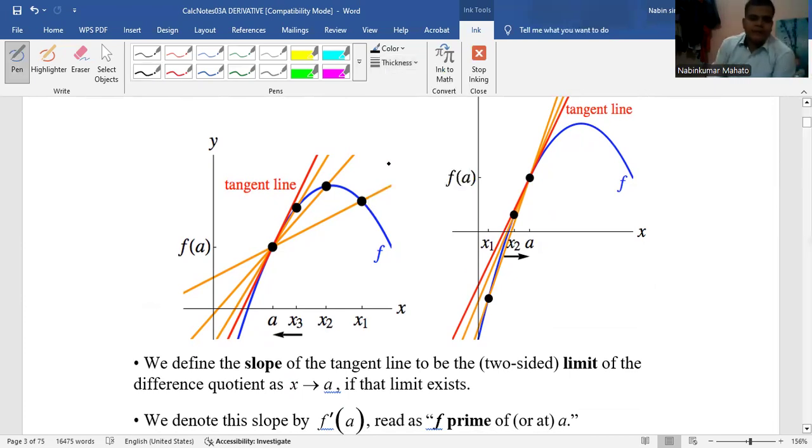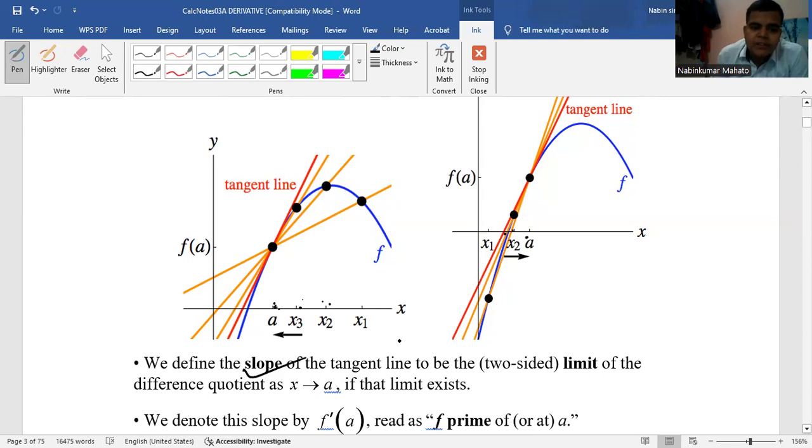Look here. These are all tangent lines. Tangential lines. And look here, this is also a tangential line. Here is a, x3, x2, x1. These are all intervals between a and x3, a and x2, a and x1. Here is the interval from a to x2, a to x3. Yes, these are the intervals.